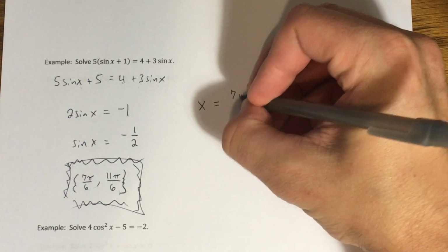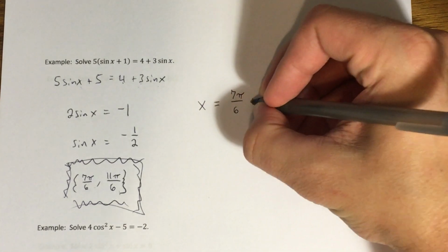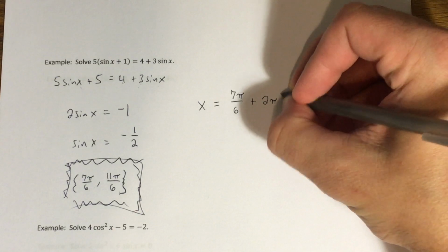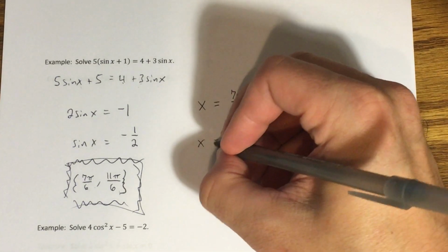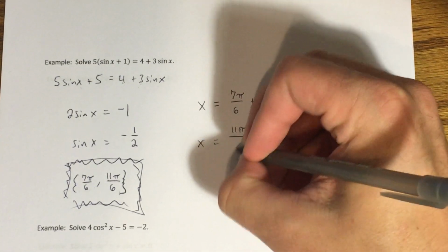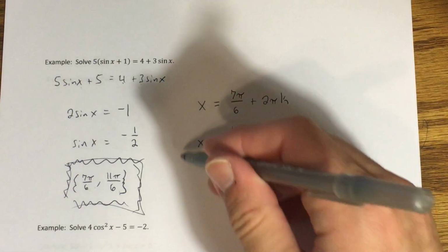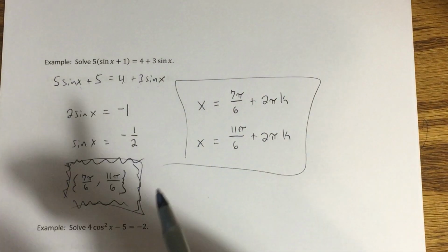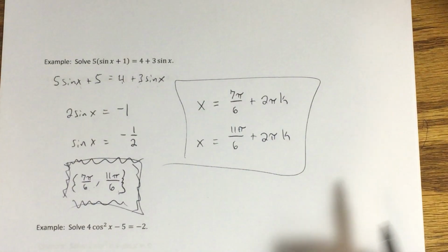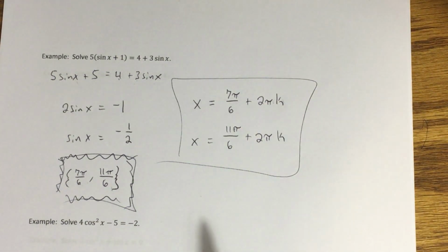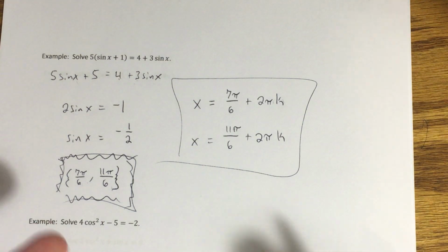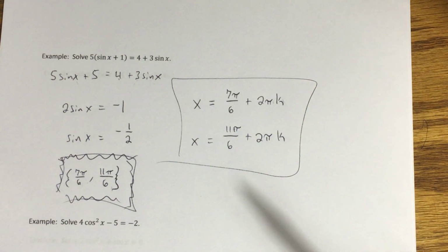X is equal to 7 pi over 6 plus 2 pi k, as we saw before. X equals 11 pi over 6 plus 2 pi k. And again, I'm not going to bother with that notation that says k is an integer, because we're assuming when we see these k's, it's implicit that they are integers.